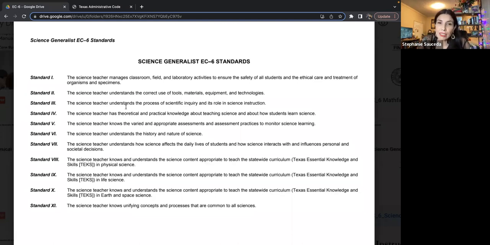Next, Standard 4 is mostly about theoretical and practical knowledge about teaching and how students learn science. So like your understanding of what science says, what research has said, this is the way students learn. This is the way students learning a second language learn best.